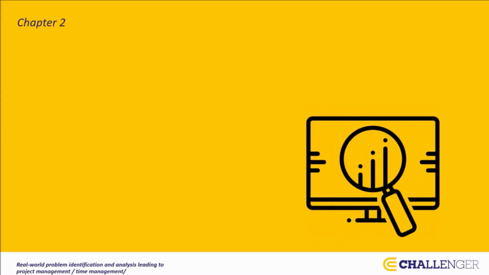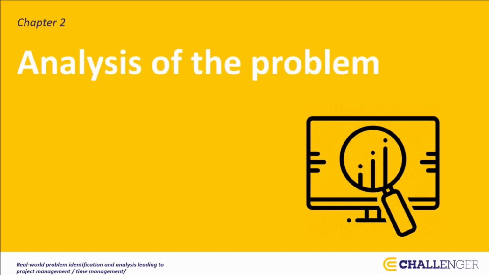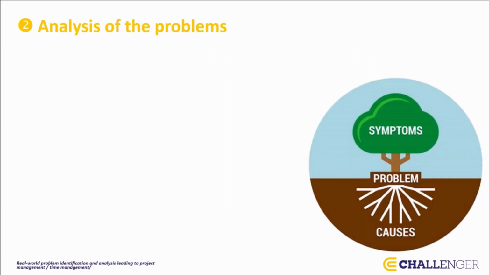Moving on to chapter number 2, we have analysis of the problem. Once the problem is identified, the next step is to analyze it. This involves breaking down the problem into manageable parts, understanding its root causes, and identifying stakeholders. In this module, we will teach you analytical techniques to dissect any problem and assess its impact.